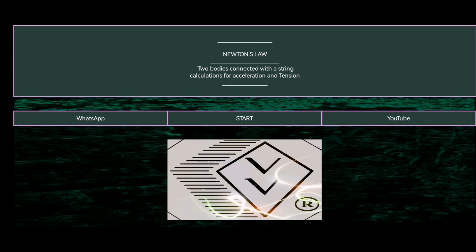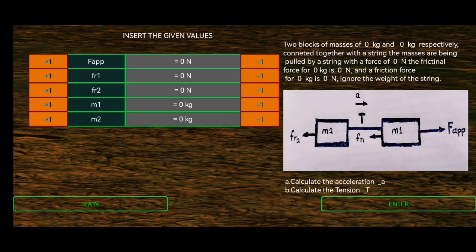Hello, this is an app that will allow you to do Newton's law if two bodies are attached together and are moving in the horizontal in the same straight line. So let's get started. So this is the object. We are required to find the tension and the acceleration from the equation.